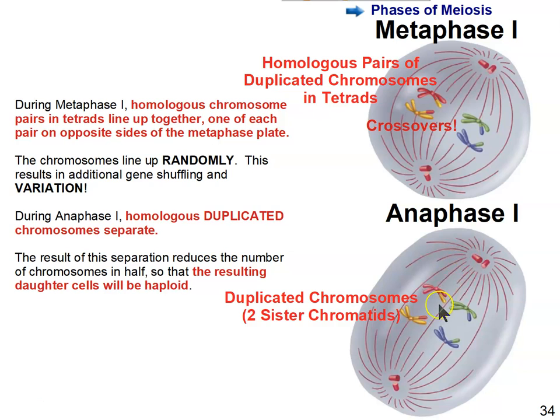So these new daughter cells that are about to be formed are going to have half the number of chromosomes because of the split, because of the division, because of the separation of the homologous chromosomes during anaphase I of meiosis I. So the resulting daughter cells at the end of meiosis I will be haploid. They'll have half the number of chromosomes, and in this diagram that means 2 chromosomes instead of the 4 that the cell started out with.